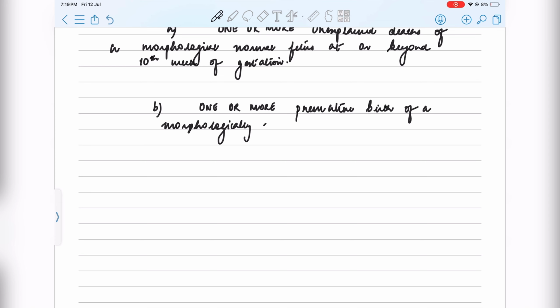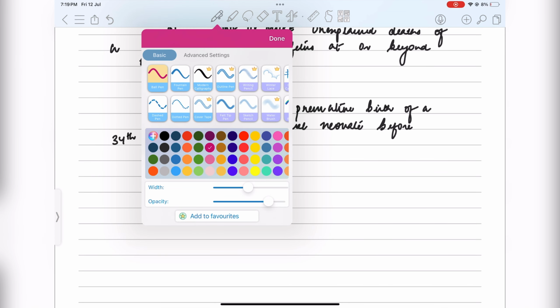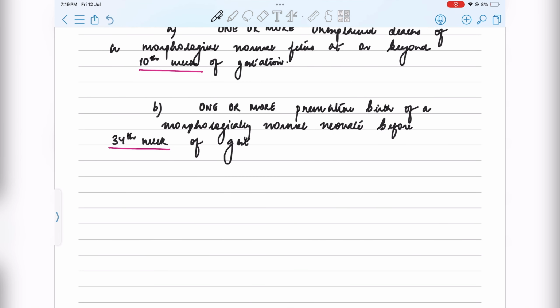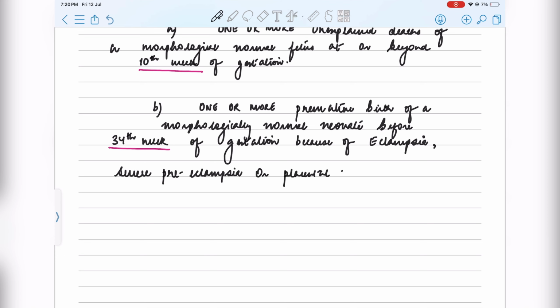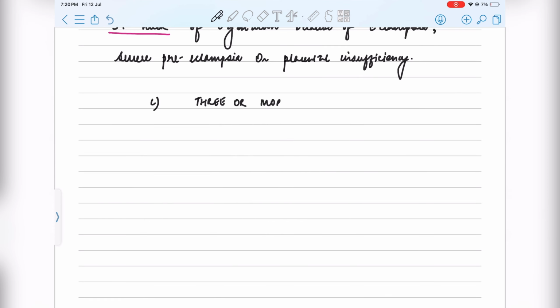The next criterion would be one or more premature birth of a morphologically normal neonate before 34th week of gestation because of eclampsia, severe preeclampsia or placental insufficiency. Simplifying this, अगर कोई पेशेंट का प्रीमेच्योर बर्थ हो रहा है, जो फीटस टिल 34 वीक तक ही the fetus was absolutely fine, but then the patient had a premature birth due to eclampsia, preeclampsia or placental insufficiency.